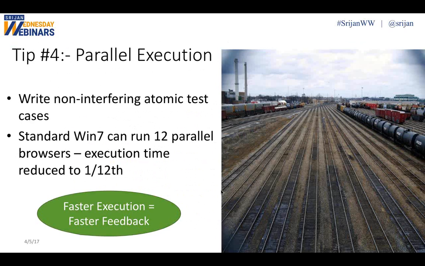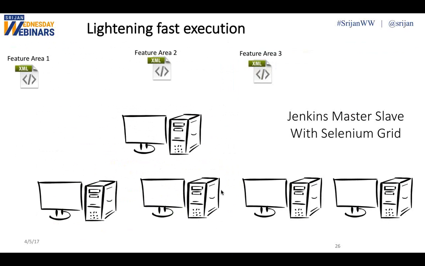What I have observed is, using a standard Windows 7 machine, you can run 12 parallel browsers and reduce your execution time to 1/12. So that's a huge saving, reducing your execution time to 1/12 on a single Windows 7 machine. What we did at PayU is, we integrated the Jenkins master slave configuration with Selenium Grid.